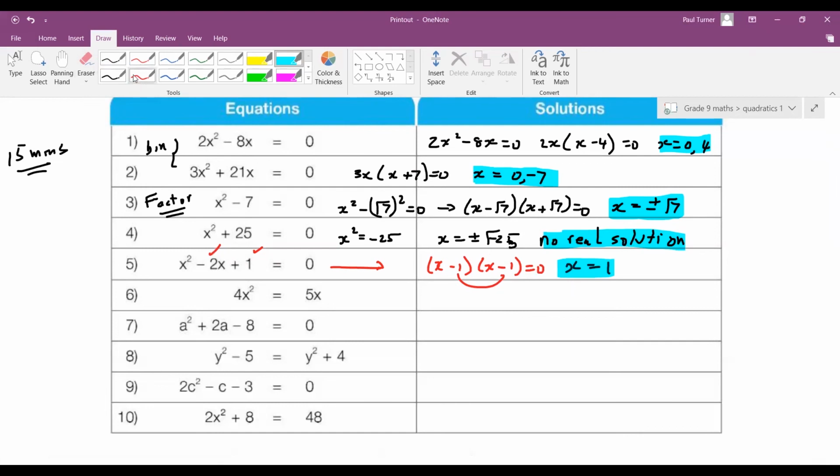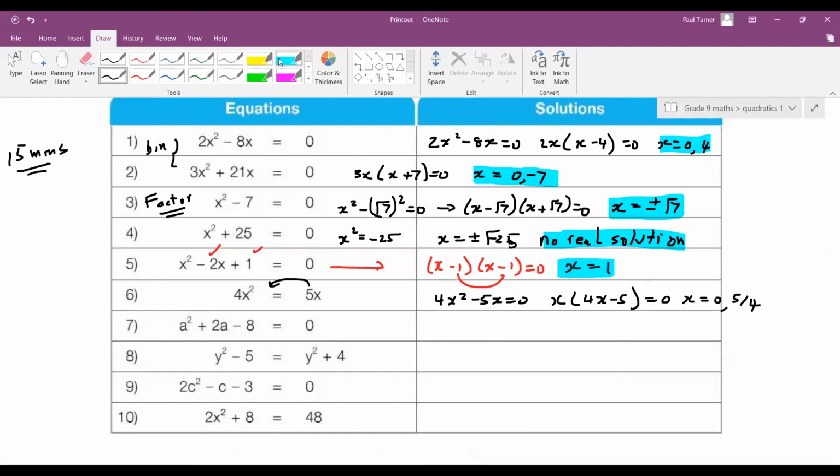And how about this one? 4x squared minus 5x equals 0. So just bring your 5x over. Now we factorize x, 4x minus 5 equals 0. So x will be 0 or 5 on 4 for that one.